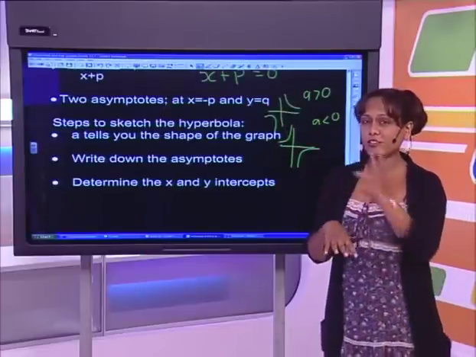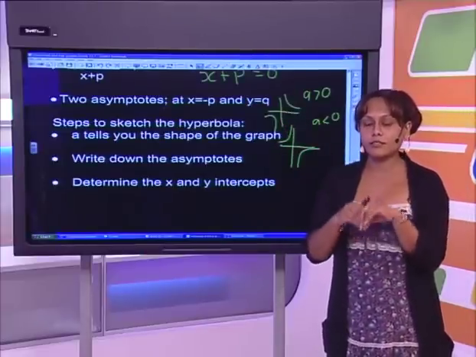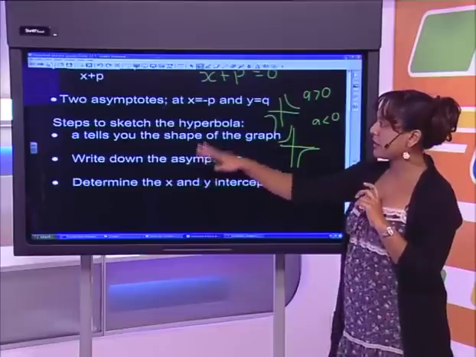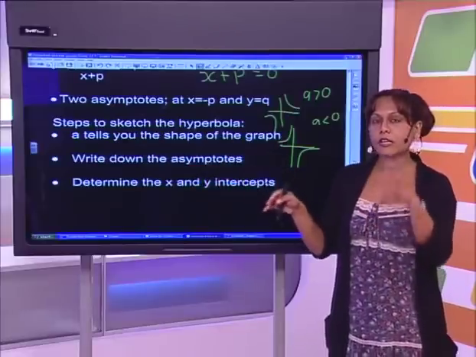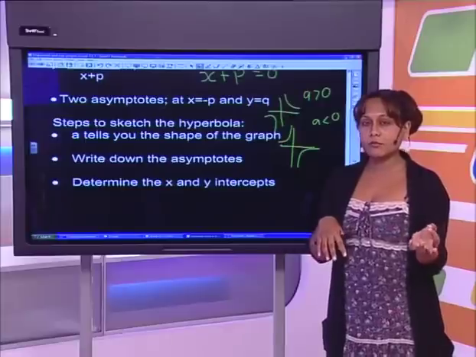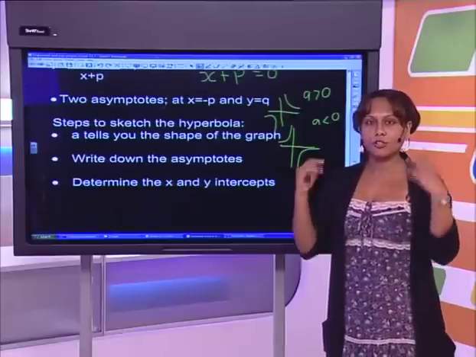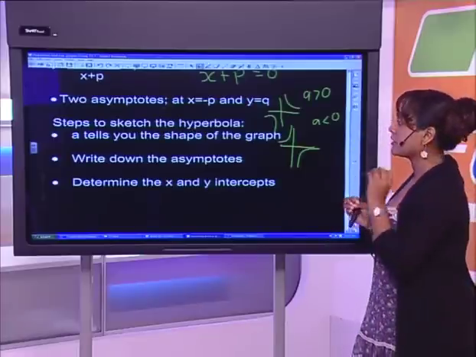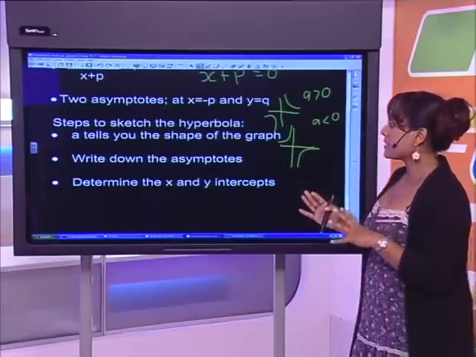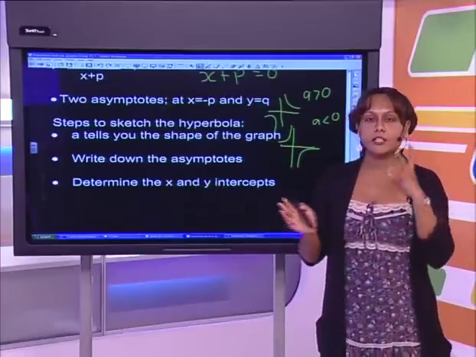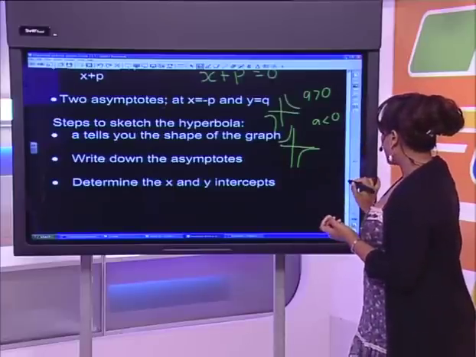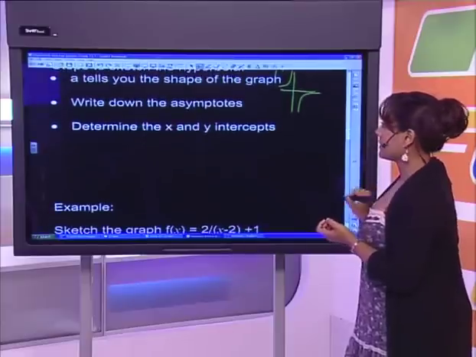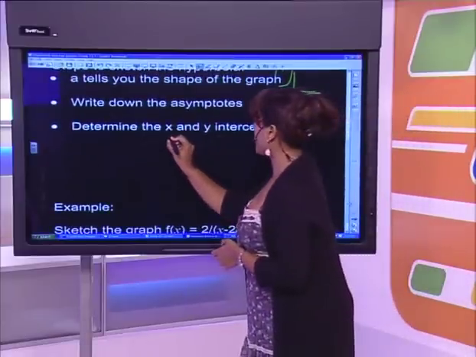Remember the usual case that you did last year, the x and the y-axis were your asymptotes. Now our asymptotes, when I say to sketch a hyperbola, write on the asymptotes, that's the point at which x is equal to minus p or y is equal to q. And I'm going to keep on saying it and saying it so that it gets drilled into your heads. Okay, you need to remember that. And then one of the very important things in all graphs is to determine the x and y intercepts, as you've done them before. To find the x-intercept, you say let y equal 0.